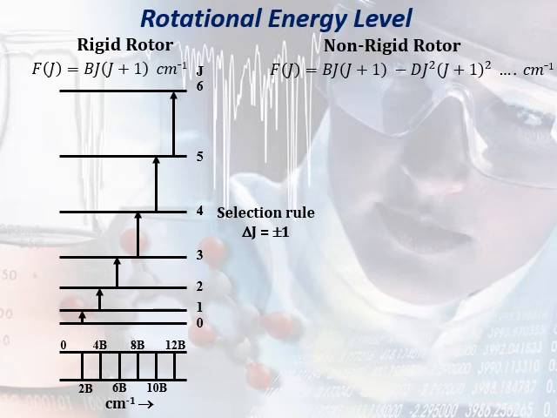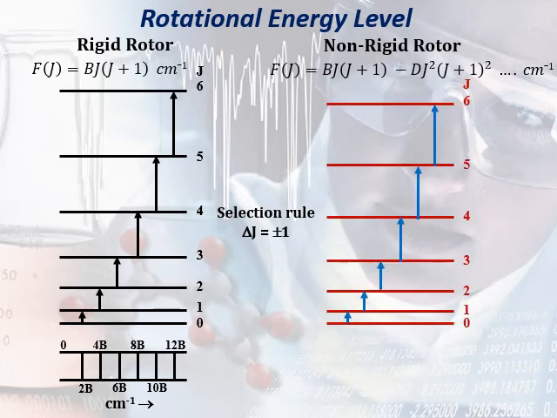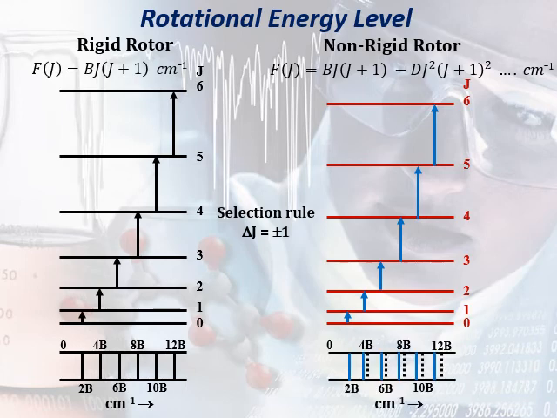If you plot the energy level diagram for the non-rigid rotor for different values of J, you get this plot. We see in this case the energy levels are lower than those of the rigid rotor case. This is due to the additional term responsible for the centrifugal distortion. In this case, instead of getting equispaced lines in the spectrum, the distance between the lines goes on decreasing at higher wave numbers.